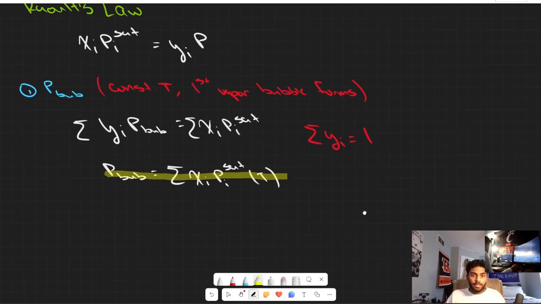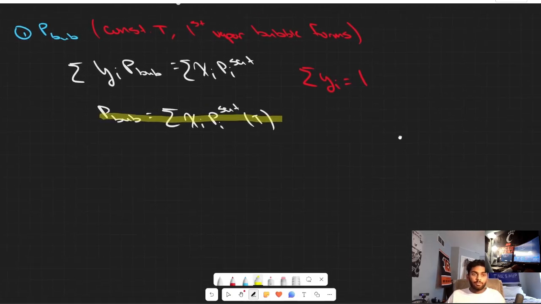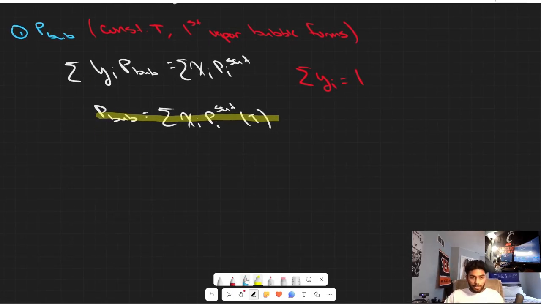Now, the next thing that we can derive, the next easiest thing probably I would say, is our dew pressure. P dew. And now we are kind of reversing the situation. Now we have a constant temperature still. And now this is the first, let's say, liquid drop formed.